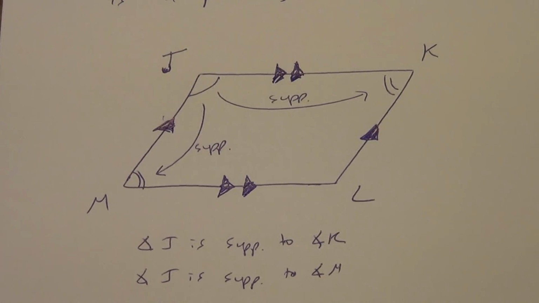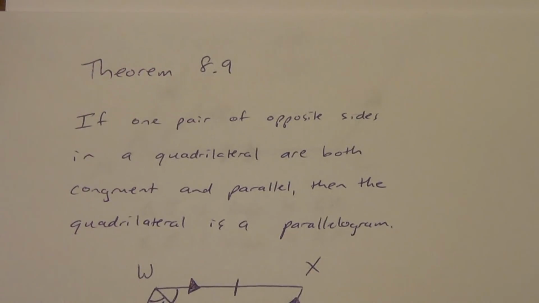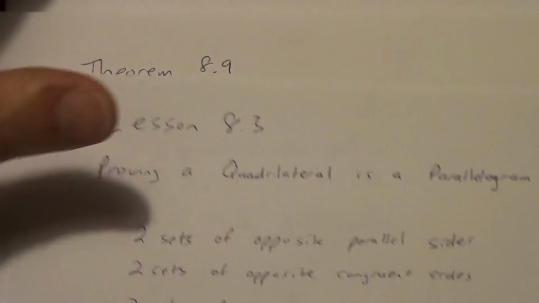All right, so there we go. Those are your theorems. That's how you're going to prove something is a parallelogram. Do a quick review of it, and I want to show you something. Okay, so I've got 8-7, 8-8, 8-9, and 8-10, and then this extra one.